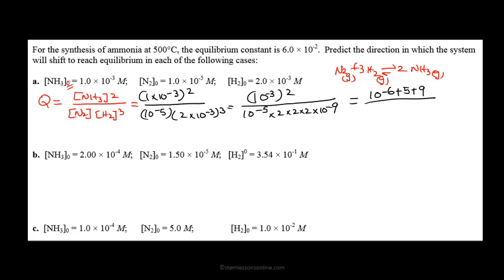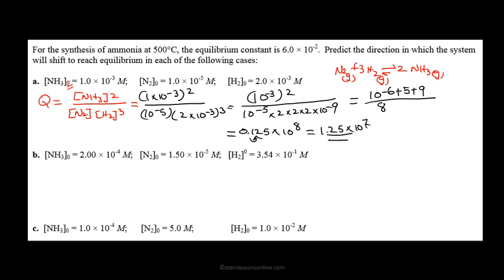And then that divided by 2 times 2 times 2 is 8. So that equals 1 over 8, which is 0.125 times 10 to the power 8. When I put that in scientific notation, it will be 1.25 times 10 to the power 7. So that will be our Q.